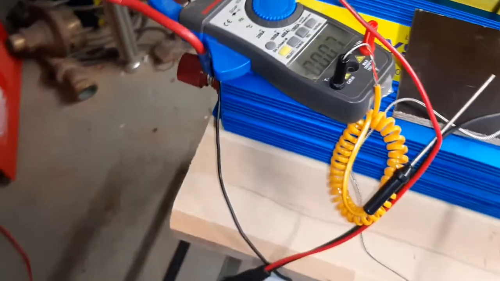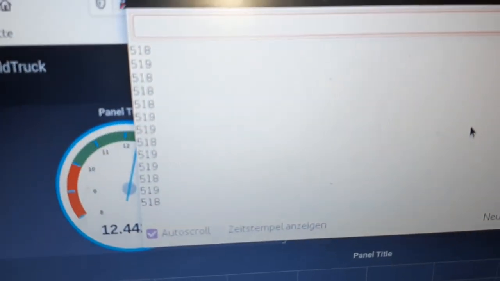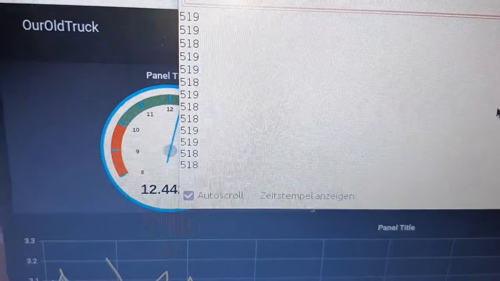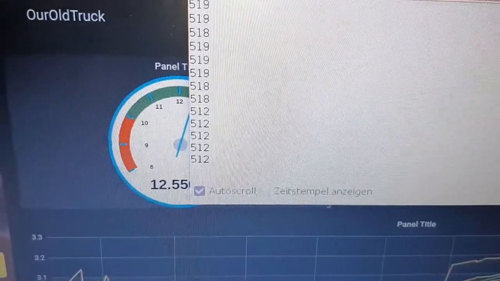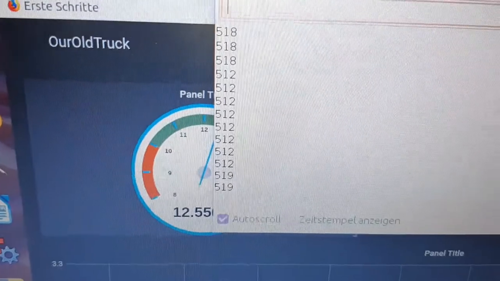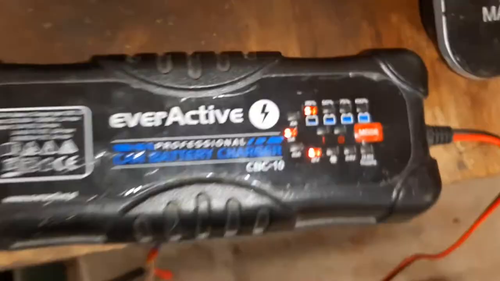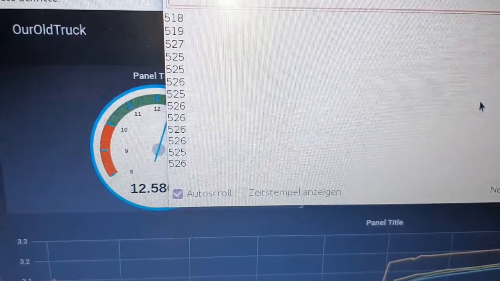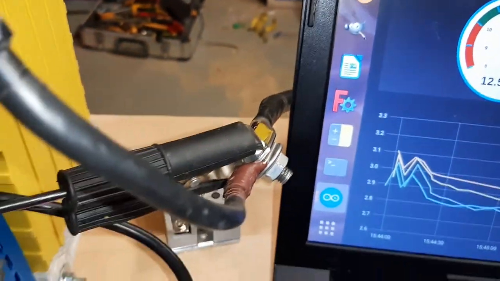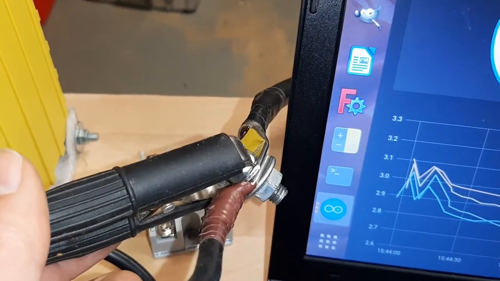Okay. Oh, this doesn't mean anything. This is 518, 519. Let's get off. 512 if I turn it off. It registered it. Let's see. If I increase the charge rate to 5 amps, we go here to 526, 525. I think we've seen that.